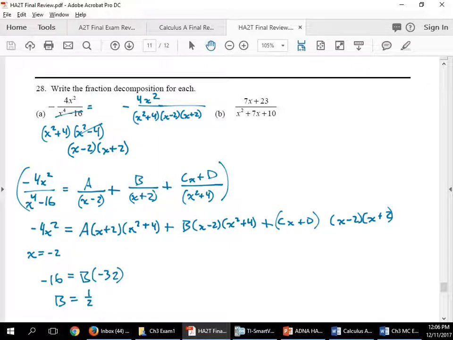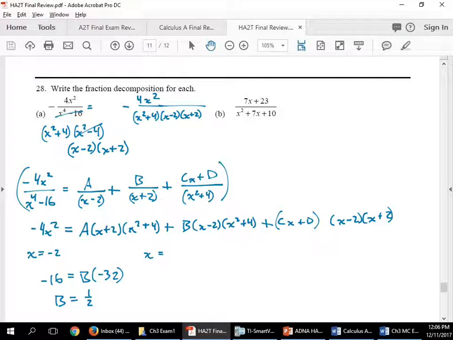Wait, what happens to C and D? Why does it cancel? Oh, because if I plug negative 2 into this, it's going to make this 0, and that would multiply to this guy and this guy. It'd just make everything 0. Oh, it was gone. All right, give me another one that would be very wise to pick.